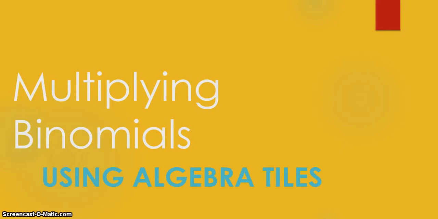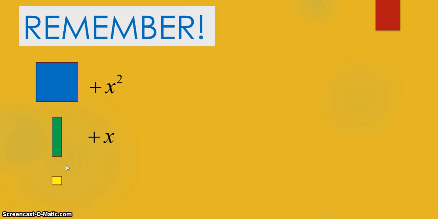In this lesson, I will demonstrate how to multiply binomials using algebra tiles. Before we begin, we must remember what each tile represents. The large blue square represents positive x squared, the long green bar represents positive x, and the small yellow square represents positive 1. When we turn them over to the red side, it represents the negative component.